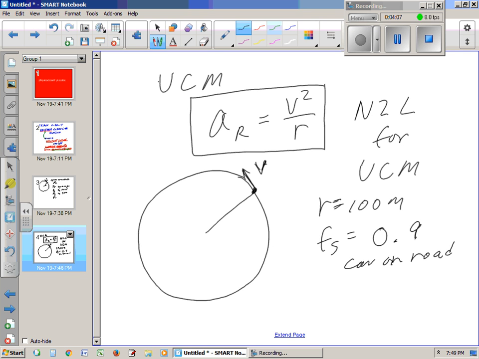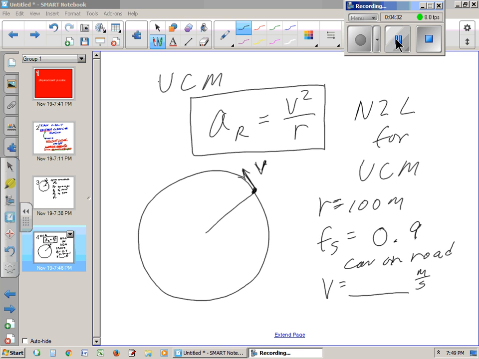The other thing we're going to take a look at here is how fast that car can go around that circle. So let's say you were designing a road that had a radius of the turn of 100 meters. How fast could cars go around that turn? We're going to use a flat road here. Generally, turns are banked, but just to keep it simple, we'll use a flat road.